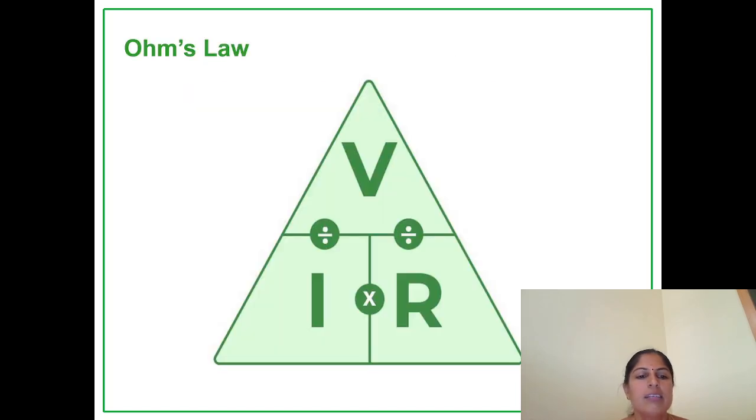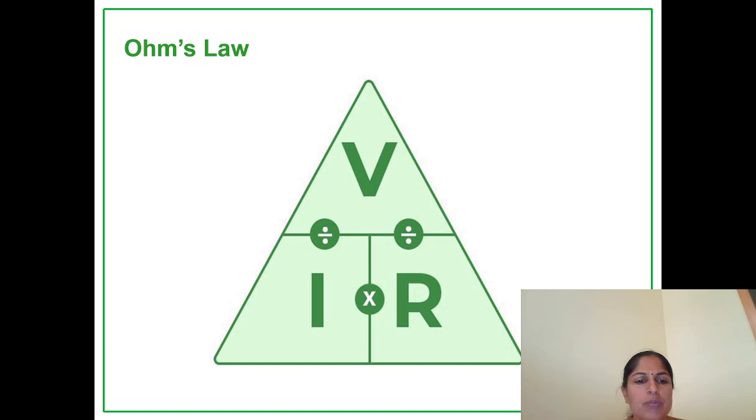Let's learn a simple trick called the Ohm's law triangle. Voltage V is placed at the top. Current I and resistance R are placed at the bottom. To remember the formulas, cover V, and we get I × R. Cover I, we get V divided by R. Similarly, cover R, you get V divided by I. So R = V / I.